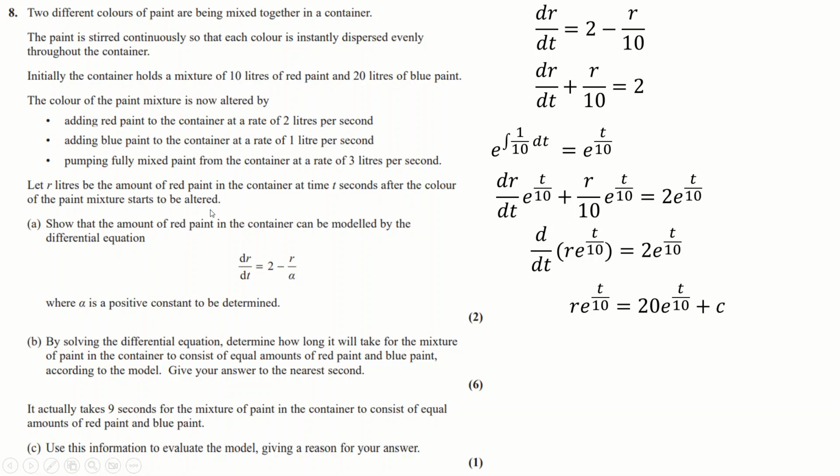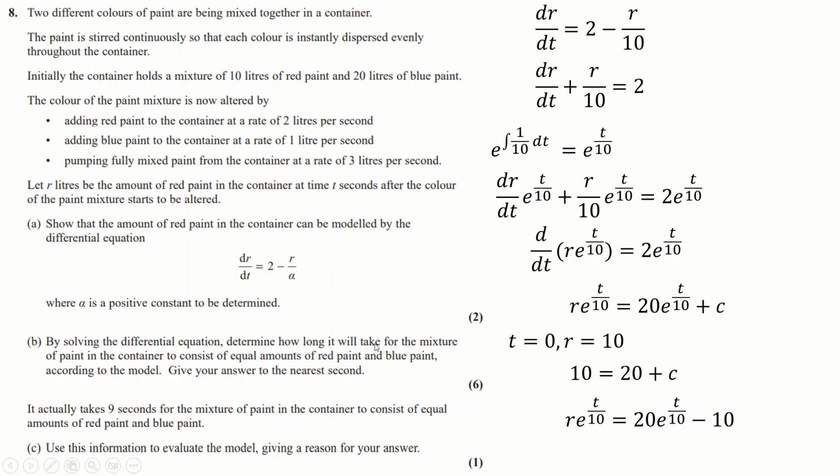Now we've got some initial conditions. We've got that when t is 0, r is 10. So we put those in. t is 0 makes both of these go away, and you get 10 equals 20 plus c, so c is minus 10. So we get this. And that's pretty much it, we're almost there now.